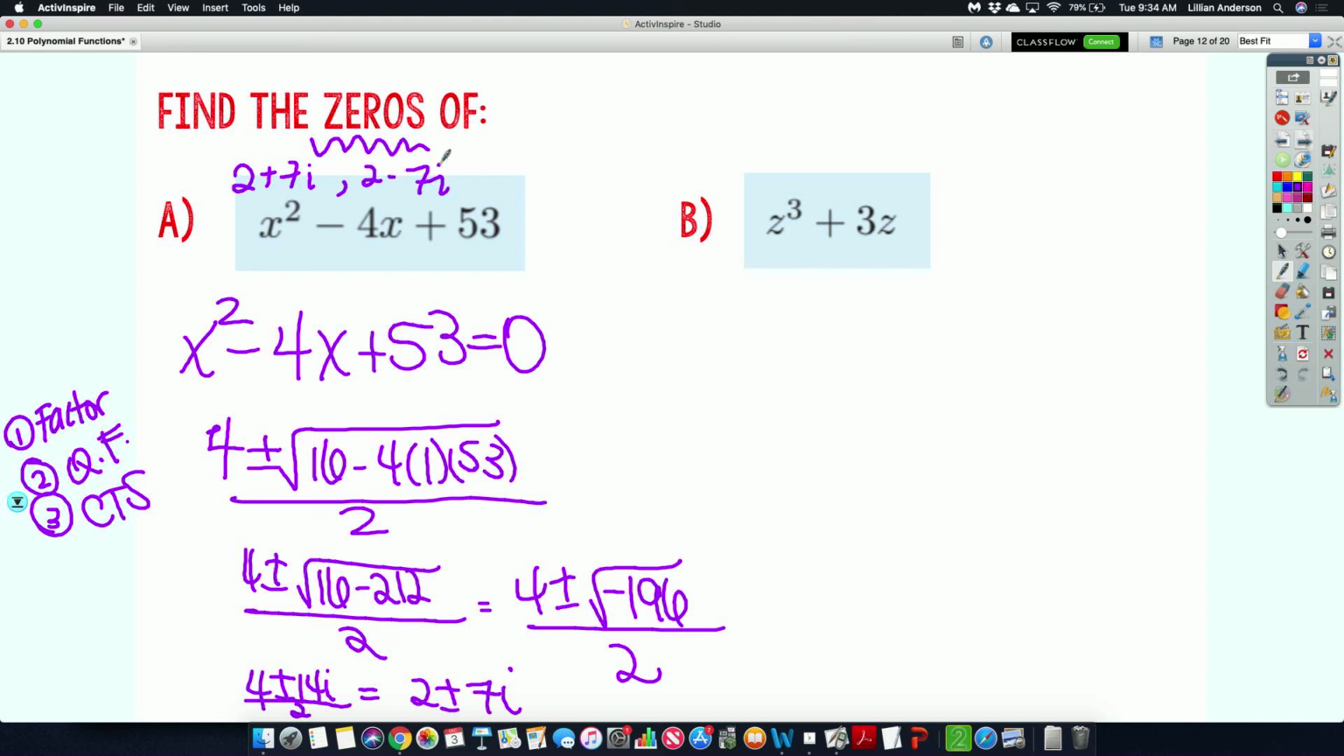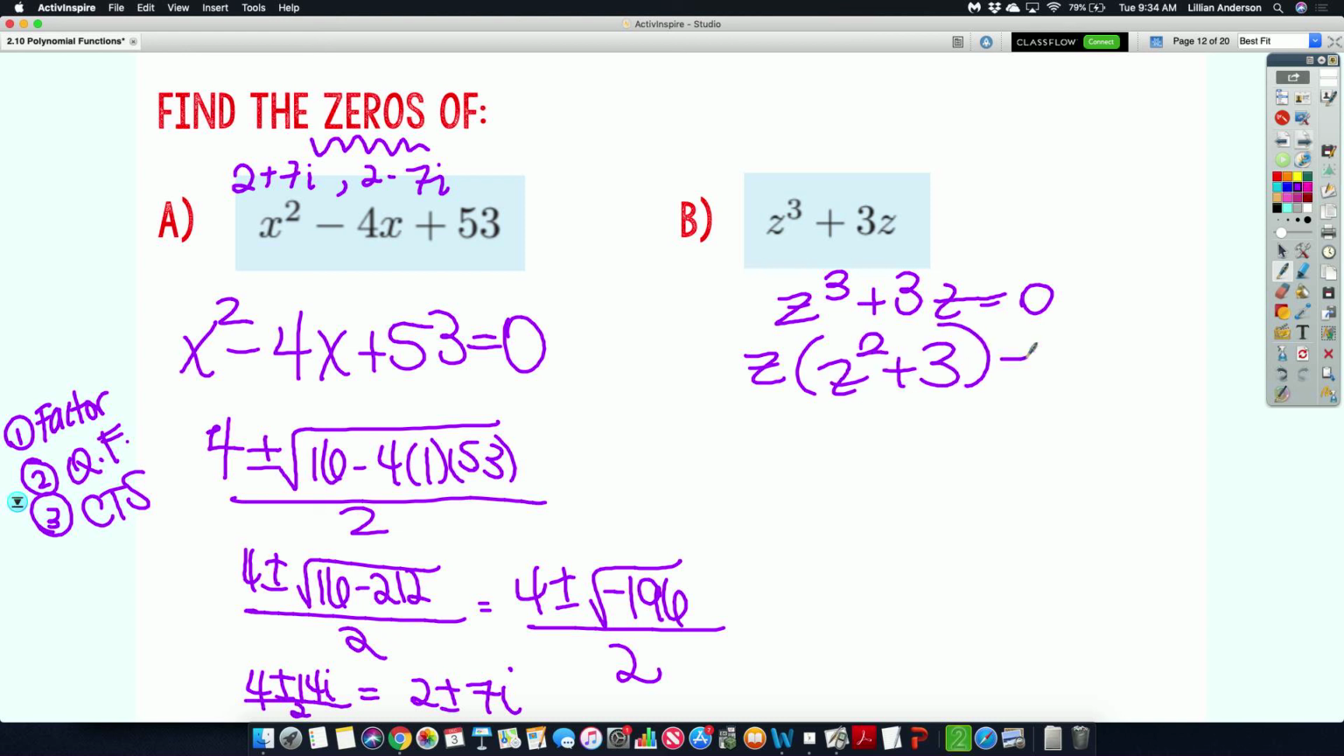Over here for this other one, when I set this equal to 0, what did you do? Factor what? A z. Z is called the what? The scalar. It is the scalar. And the reason why it became a scalar is because it was the what of that polynomial? The common factor. Okay? Greatest common factor. So that left us with this.